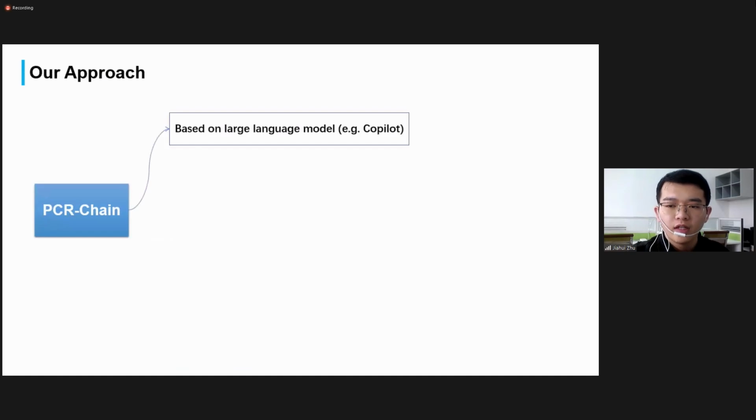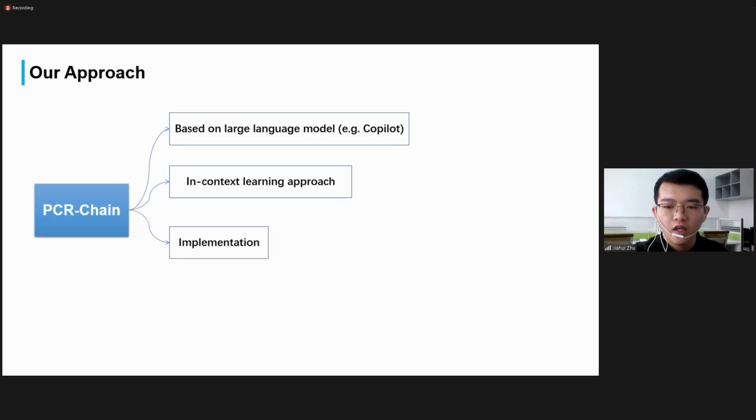Our approach is based on large language models like Copilot, which have extensive code knowledge to solve the out-of-vocabulary problem. We also utilize an in-context learning approach that allows the model to learn from a few examples of specific downstream tasks in context and complete them by mimicking those examples. This eliminates the need for special model training and deployment. Then, we design an underlying approach to assist the implementation of PCR-Chain, which involves prompt architecture and prompt design.